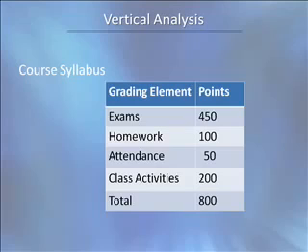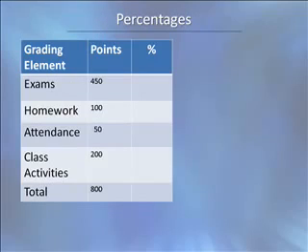Our first example focuses on a vertical analysis. Here is information from a course syllabus. A vertical analysis provides the relationship of the points for each grading element to the total points. This allows the user to work with the relative weights of each element. The total, 800 points, is always 100%.